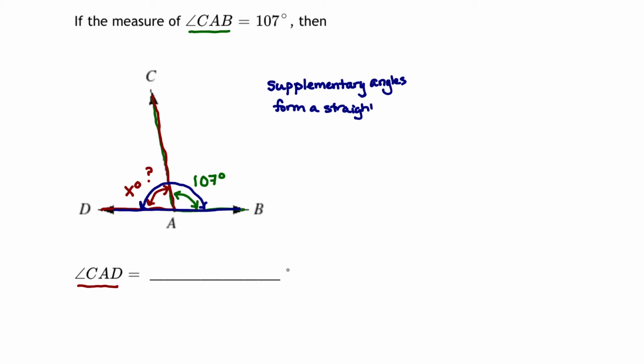But more importantly, we know the angle measure of a straight line is actually 180 degrees. That means if we start at one side and work our way all the way to the other side of that line, that angle measure right there is 180 degrees. And that's true of two supplementary angles. Supplementary angles form a straight line, but moreover, their measures sum to 180 degrees.